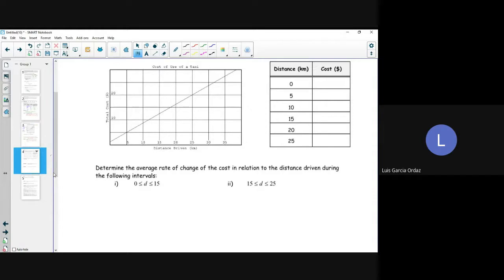So I'm just going to fill this out for you guys. So we get $1.25, $5, $8.75, $12.50, $16.25, and $20.